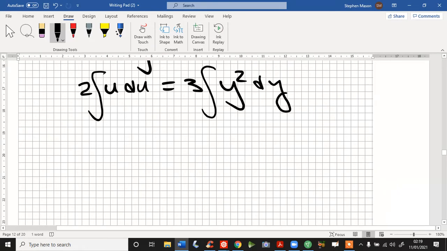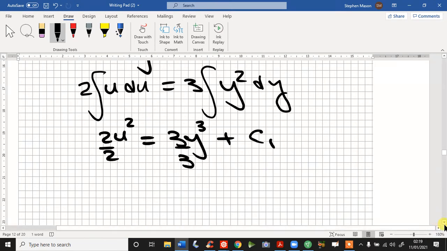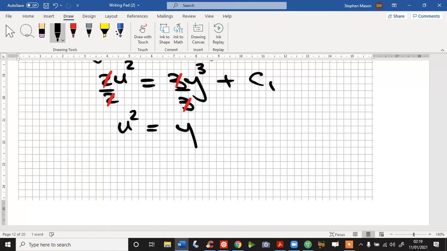So this integrates very easily to 2u squared over 2, and that's equal to 3y cubed over 3 plus a constant of integration, c1. Now, as you can see, the 2 cancels with the 2 and the 3 cancels with the 3, so that we're left with u squared equals y cubed plus c1.